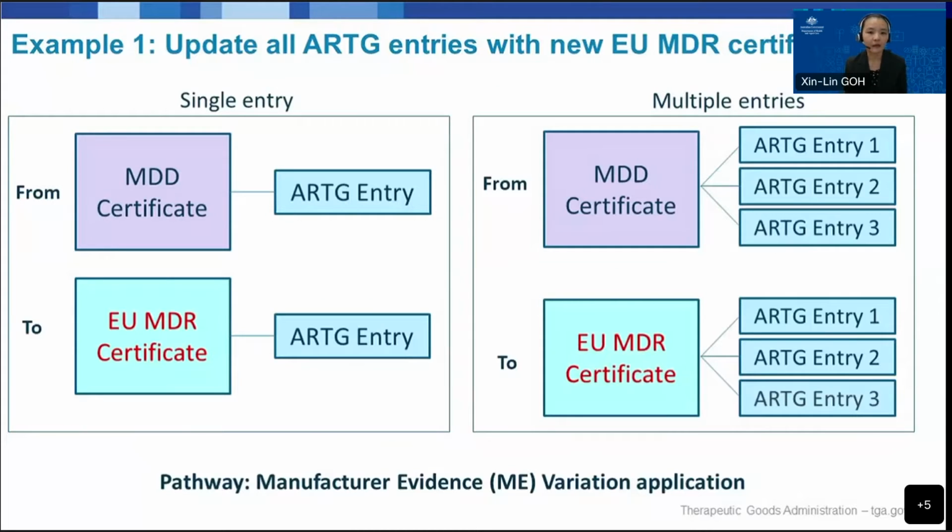And now we'll move into our very first example, where the sponsor is seeking to update all their ARTG entries that are associated with an MDD certificate to the new MDR certificate. So on the left, we have an MDD certificate that is associated with one ARTG entry. And over to our right, we have one MDD certificate that's associated with 3 ARTG entries. So in both situations, the ARTG entries are to be supported by the new EU MDR certificate. So therefore, in this scenario, the sponsor can simply submit an ME variation application to update their ME on file to the new MDR certificate.